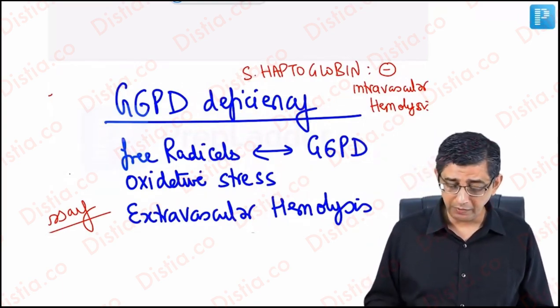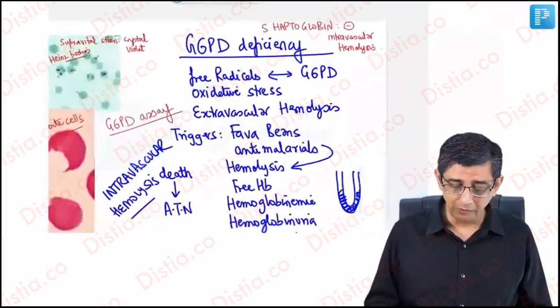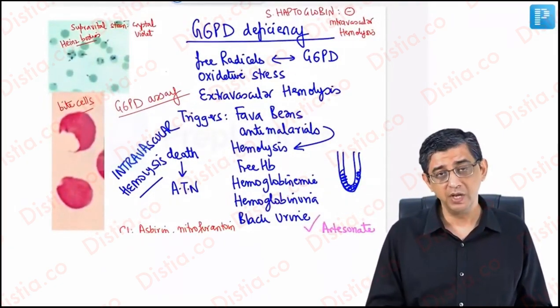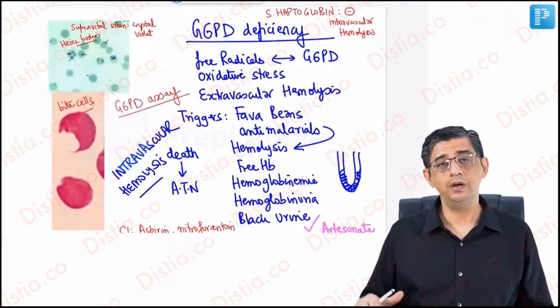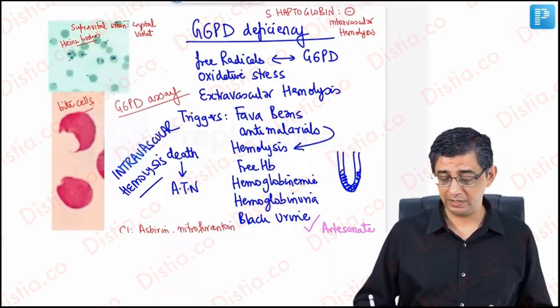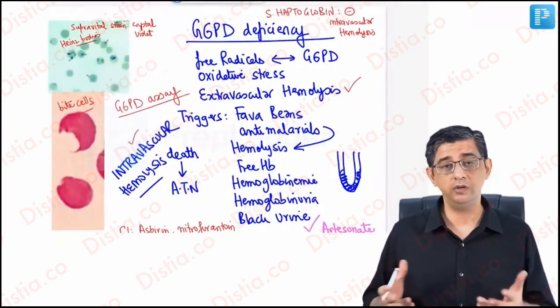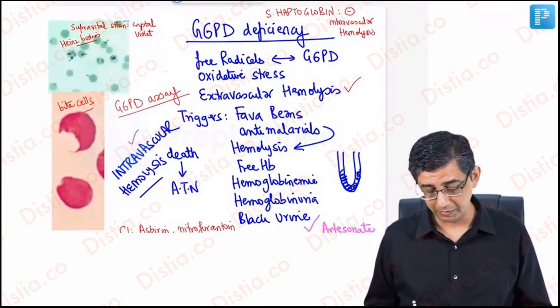The topic is relatively an easy one because as such nobody will make a mistake in picking up crystal violet stain, Heinz bodies or bite cells. So most of the time they will try to trick you into commenting on whether it is an example of extravascular or intravascular hemolysis. It is both. And why do you have death? Your answer would be acute tubular necrosis in the patient.